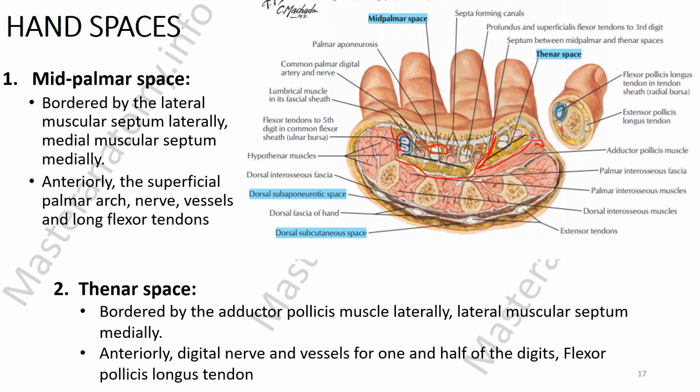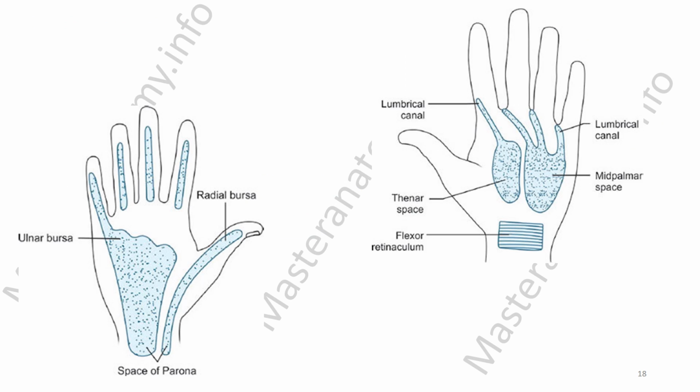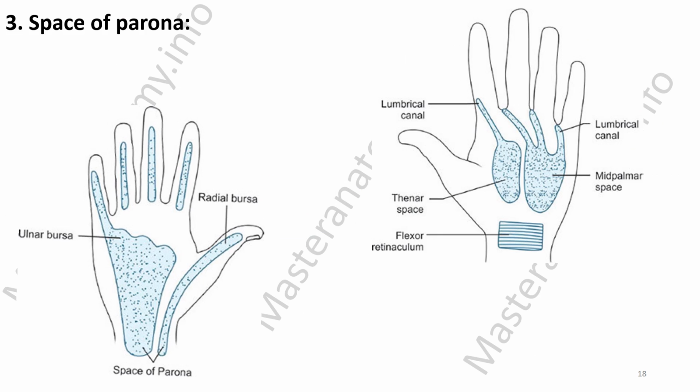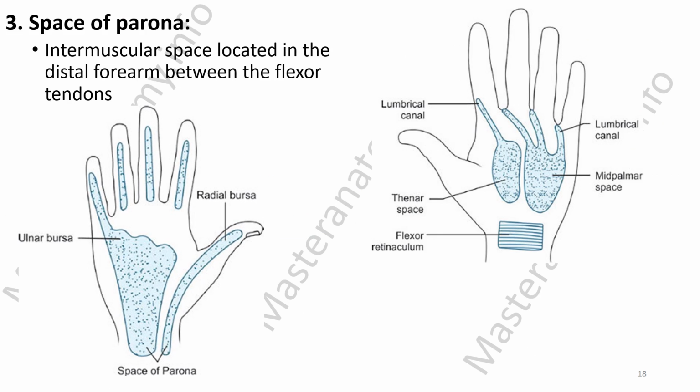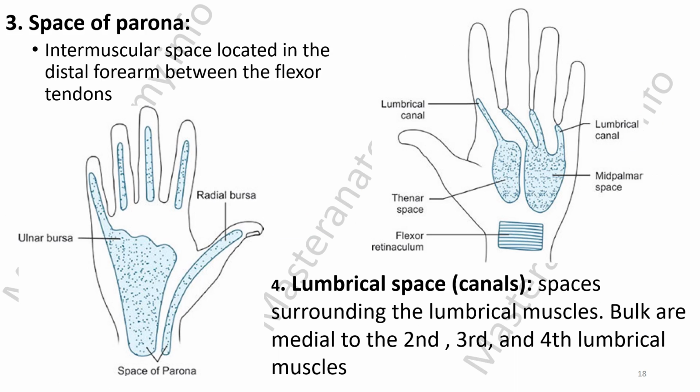So anteriorly, the digital nerve and vessels for 1.5 of the digits, and then the flexor pollicis longus tendon. So we have the third space, which is the space of Parona, and it's an intermuscular space at the distal forearm. And the fourth is the lumbrical space that surrounds the lumbrical muscles, although their bulk is medial to the second, third, and fourth lumbrical muscles. This is the space of Parona, and these are the lumbrical canals or lumbrical space, which are continuous with the mid-palmar space.